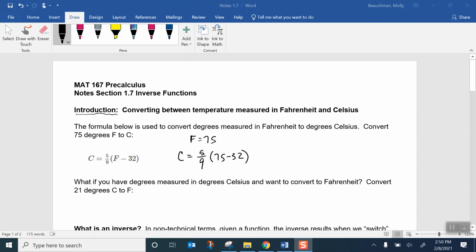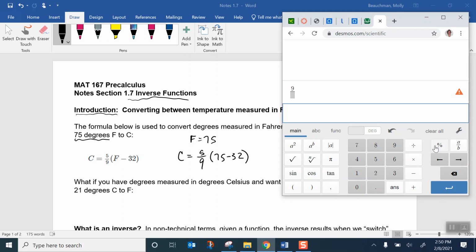In this video, we'll take a look at inverse functions, and we'll start with an application that you're probably familiar with. If you ever had to convert between temperatures measured in Fahrenheit and temperatures measured in Celsius, there's a formula. The formula is C is equal to 5/9 times F minus 32. So if you want to convert 75 degrees Fahrenheit to Celsius, we would take our value for F and substitute it in the formula. So we get 5/9 times 75 minus 32.